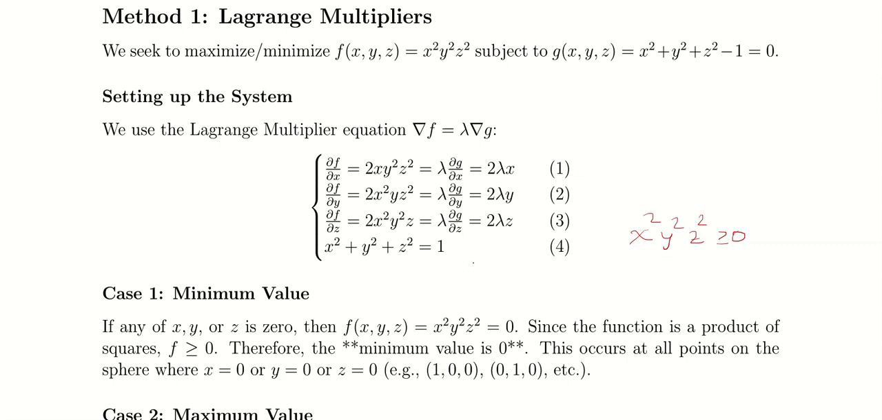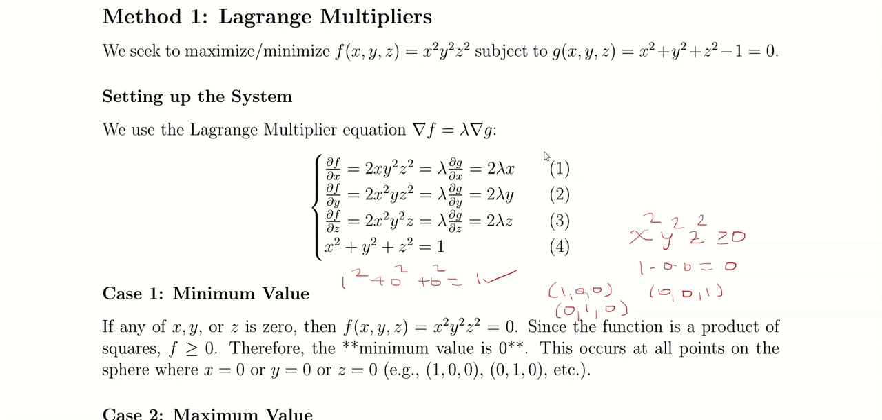Now, can we find x, y, and z that satisfy the constraint and make this thing 0? The answer is yes. I can choose, for example, x to be 1, y to be 0, z to be 0. The constraint is satisfied, and then we have 1 times 0 times 0, which is also 0. So clearly 0 is going to be the minimum, and there are many ways to do it. You could have x is 1, y is 0, z is 0, or x is 0, y is 1, z is 0, etc.